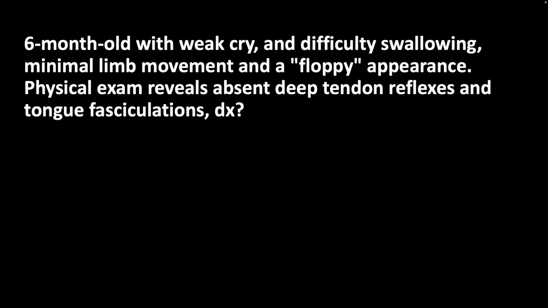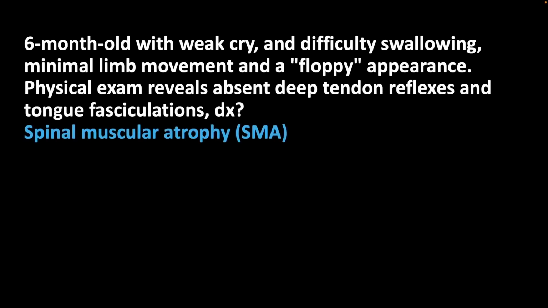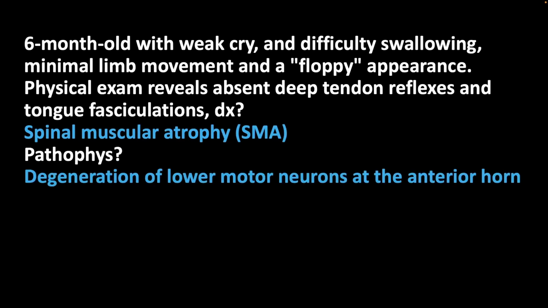Now we have a 6-month-old with a weak cry, difficulty swallowing, minimal limb movement, and a floppy appearance. Physical exam reveals absent deep tendon reflexes and tongue fasciculations. What's your diagnosis? This is spinal muscular atrophy, or SMA. And what's the pathophys of SMA? You have degeneration of lower motor neurons at the anterior horn.